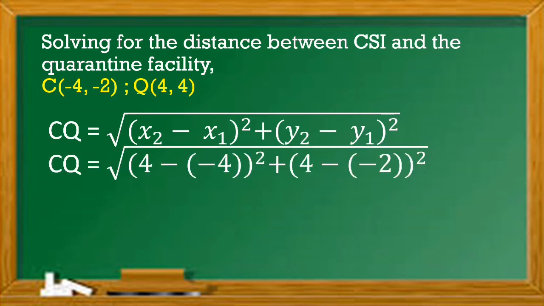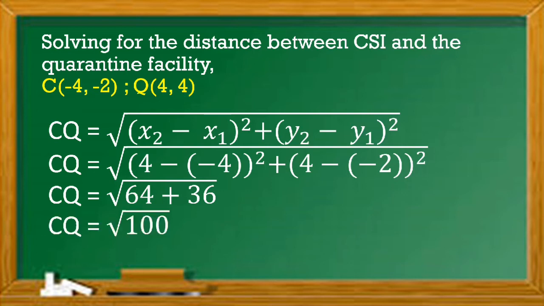So CQ equals the square root of the quantity 4 minus negative 4 squared plus the quantity 4 minus negative 2 squared. 4 minus negative 4 is equal to 8. So 8 squared is 64. 4 minus negative 2 is 6. 6 squared is 36. Get the sum of 64 and 36, that's equal to 100. And the square root of 100 is 10. So CQ equals 10 units.